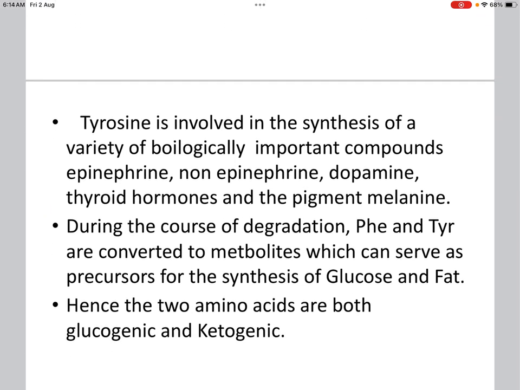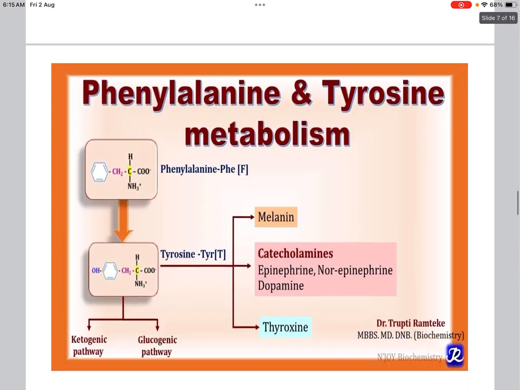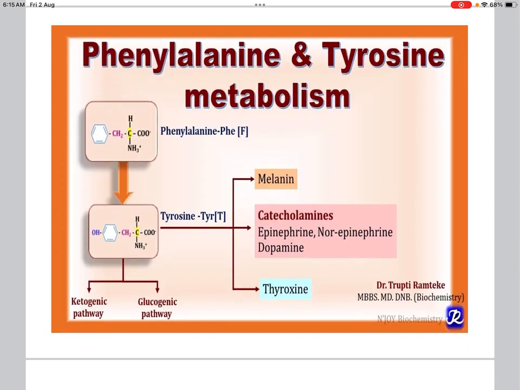Then tyrosine is involved in the synthesis of a variety of biologically important compounds: epinephrine, norepinephrine, dopamine, thyroid hormones, and the pigment melanin. During the course of degradation, phenylalanine and tyrosine are converted to metabolites, which can serve as precursors for the synthesis of glucose and fat. Hence, the two amino acids are both glucogenic and ketogenic.